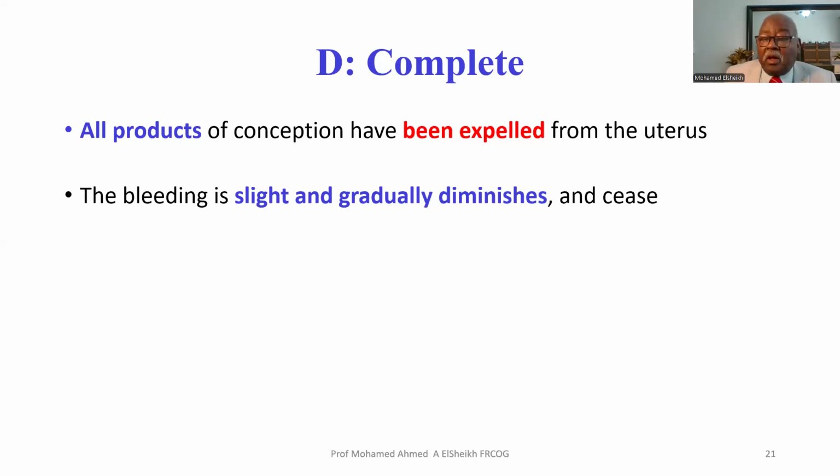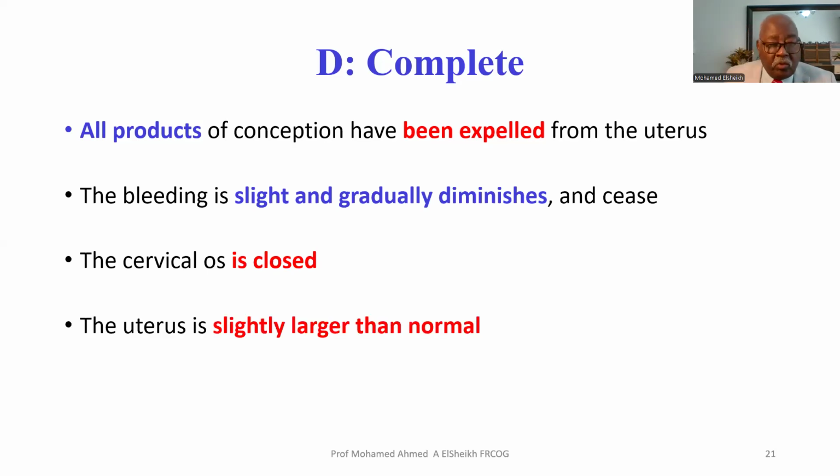The bleeding is slight and gradually diminishes and ceases. The cervical os is closed because the products have already been expelled. And obviously, there is no fetal heart because there are no fetal tissues there at all. The uterus is slightly larger than normal for the non-pregnant uterus. So complete: all the products have been passed, minimal bleeding, ultrasound shows an empty uterus, examination shows os closed, no fetal heart.